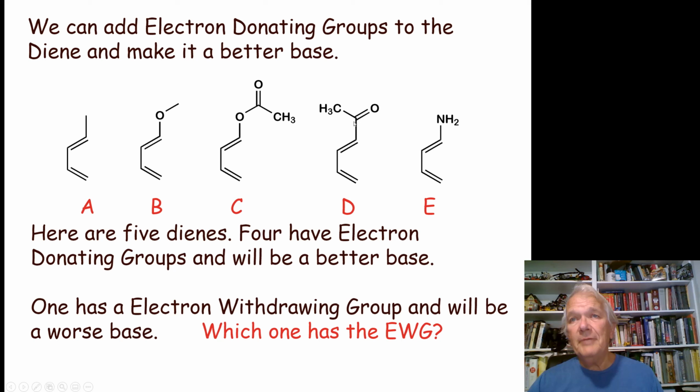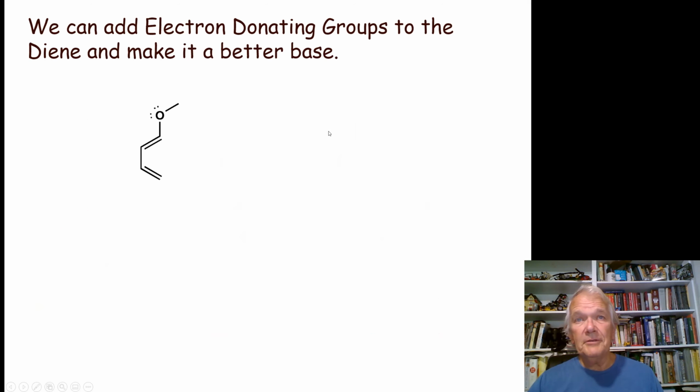On the other hand, a carbonyl is an electron withdrawing group. So this one is not a donor at all. So A, B, C, and E would be better dienes. The one with a carbonyl would be a worse diene for this reaction.